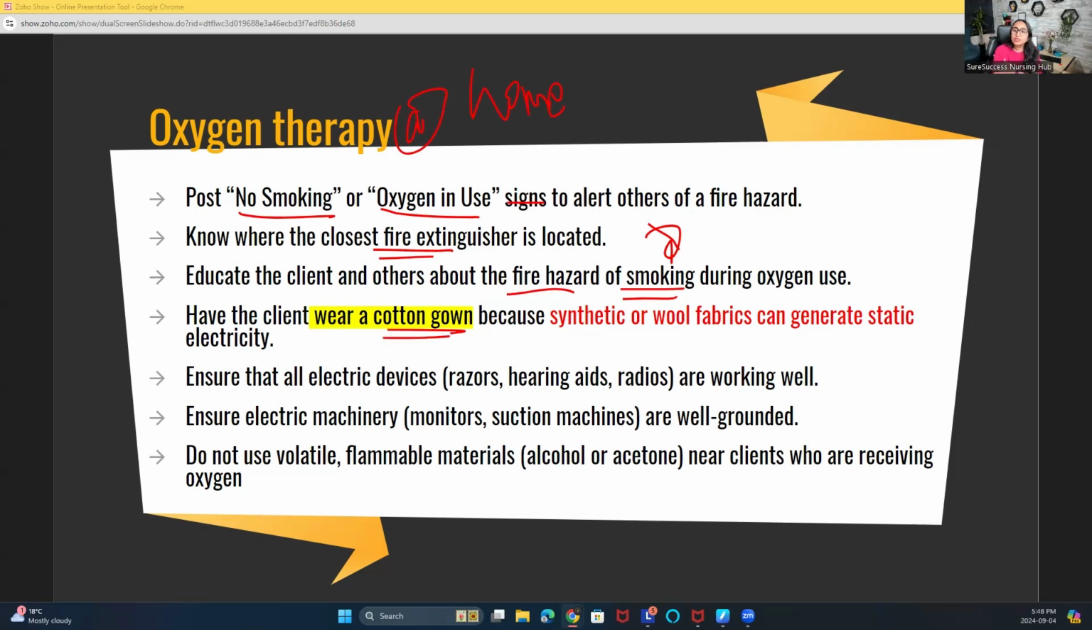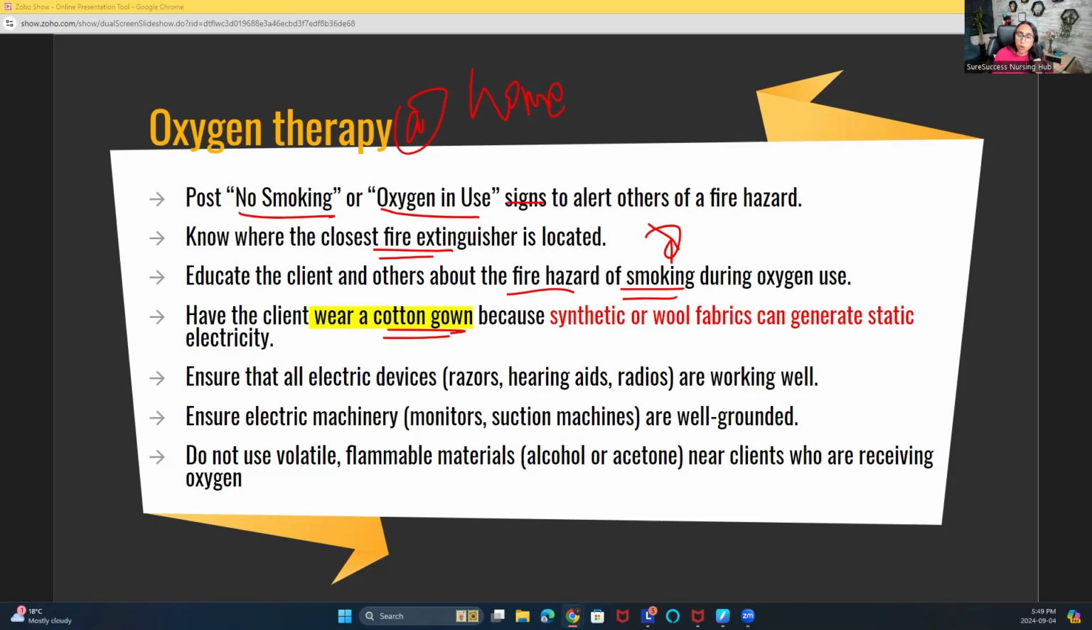Have you ever felt static electricity? Sometimes when we touch each other, whenever we do something, there is static electricity. So why does it happen? It happens when you are wearing synthetic clothes or wool fabric clothes. So make sure you tell the person who is on oxygen to wear cotton gowns.